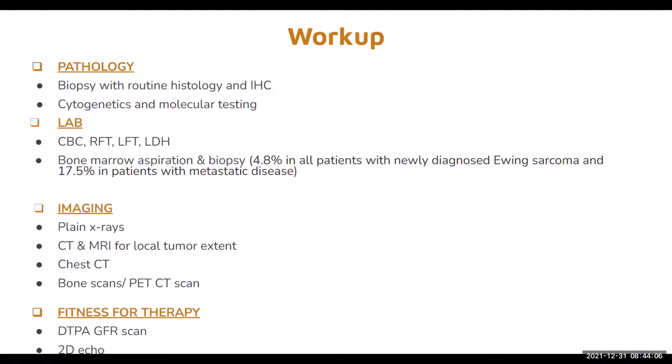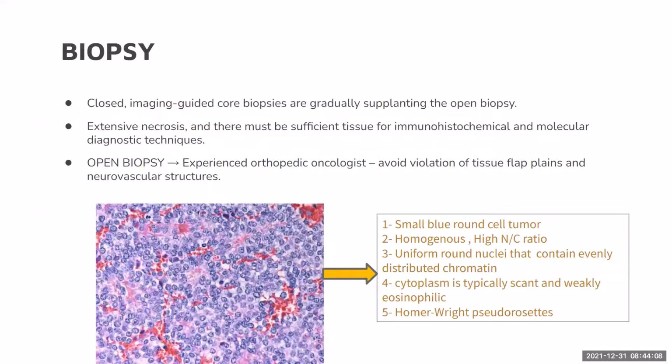So what do we see in the biopsy? The differential diagnosis is a small round blue cell tumor, where we can see homogeneously small cells with a high nuclear to cellular ratio, uniform round nuclei that contain evenly distributed chromatin, and cytoplasm that is very scant and weakly eosinophilic. You can see classic Homer Wright rosettes in this picture.